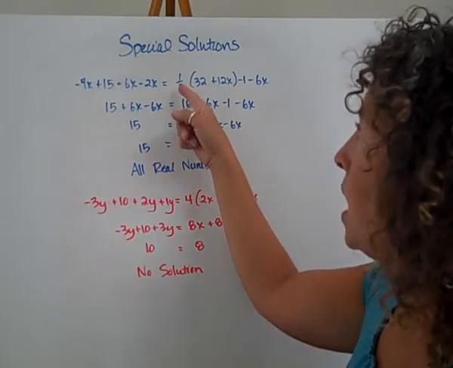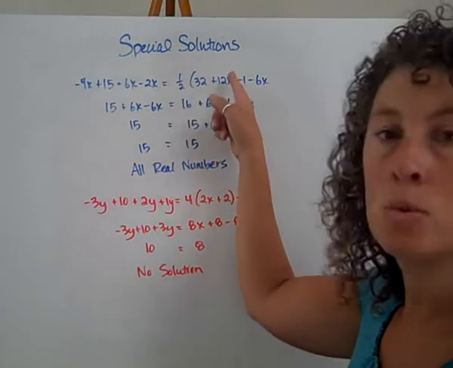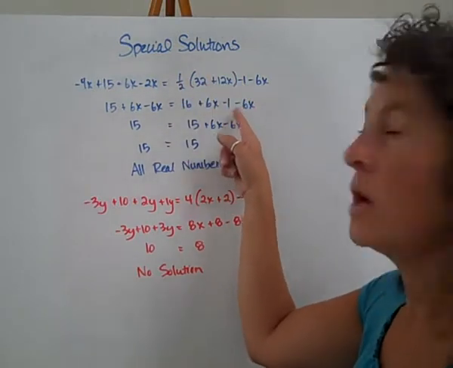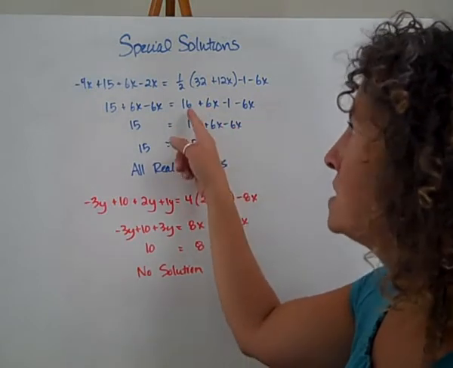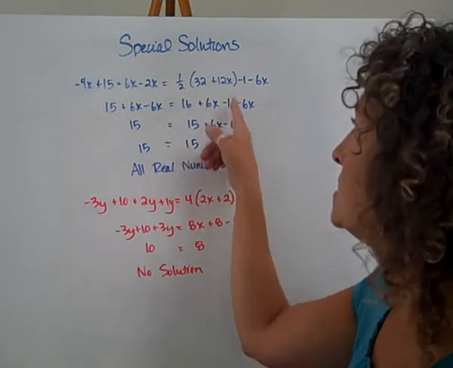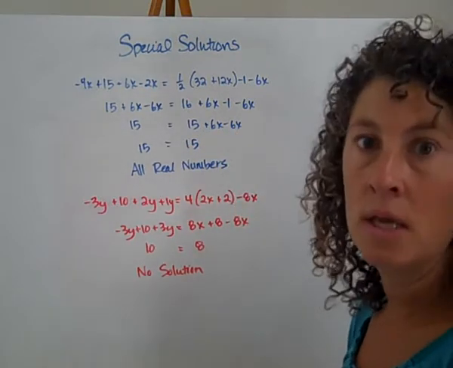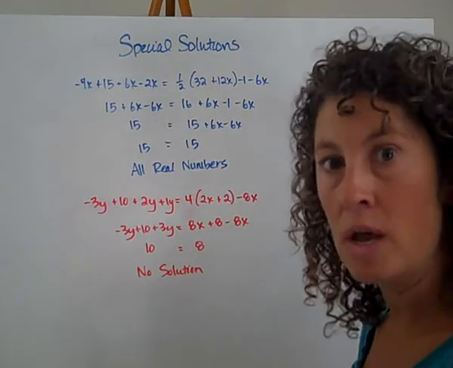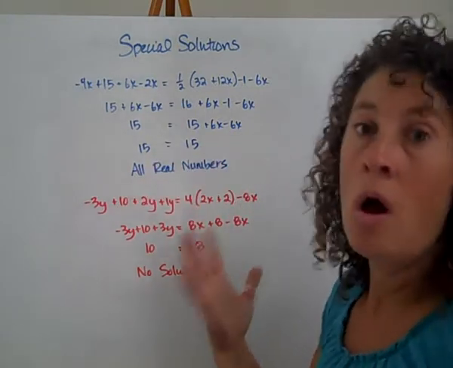On the right, I'm going to distribute here. So 1/2 times 32 is 16. 1/2 times 12x is 6x. And this minus 1 minus 6x come along for the ride. When I start to simplify this, I can combine like terms and get 16 minus 1, which is 15. And then the 6x minus 6x cancel each other out. They're additive inverses, so I have 0. And I get 15.